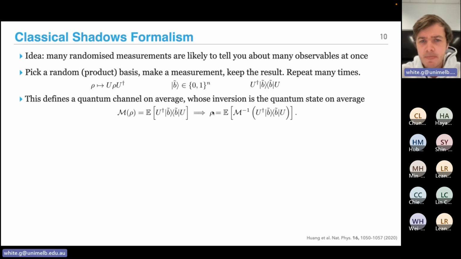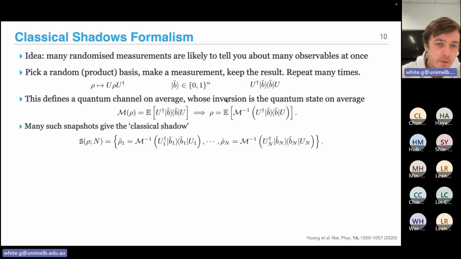A crucial part of this is that this quantum channel can be inverted. And if this quantum channel is inverted and applied to your single measurement snapshot, then under expectation, this is exactly equal to the quantum state. So you can imagine that every time you make a single shot measurement and you get a pre-measurement state, you're sampling some piece of information about the state. If you do this lots of times, you can do effectively a Monte Carlo sampling of the state, and collections of these snapshots define what is known as the classical shadow.